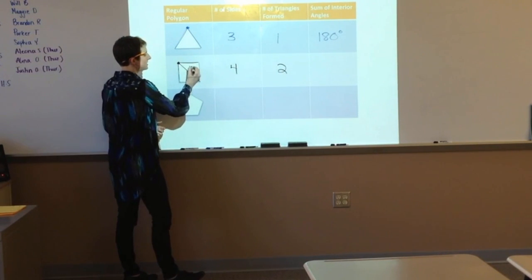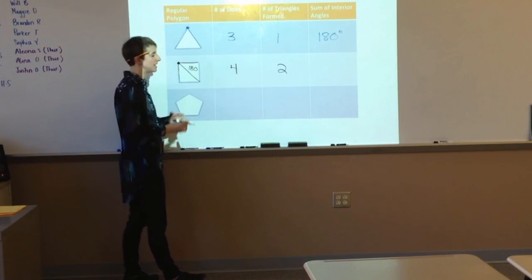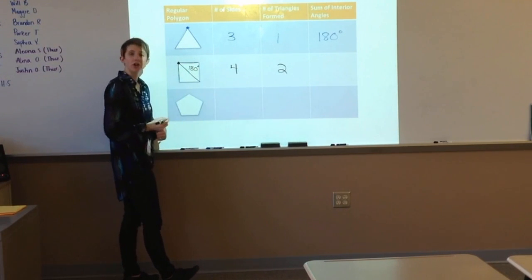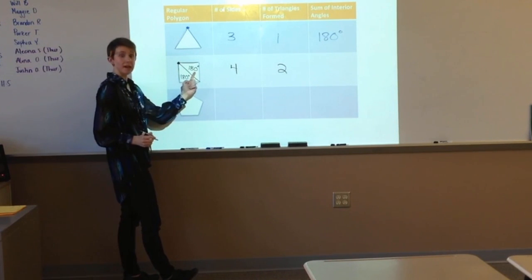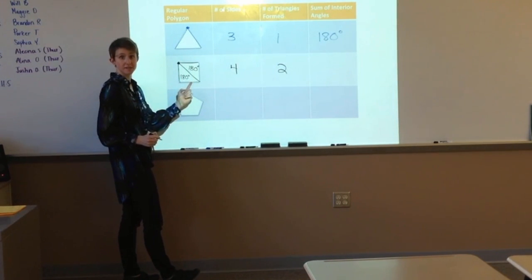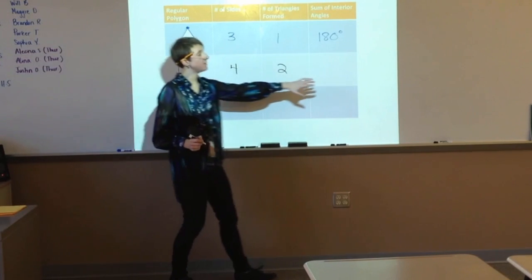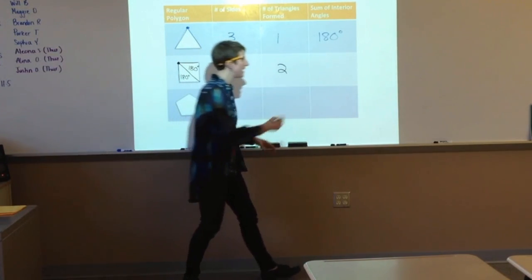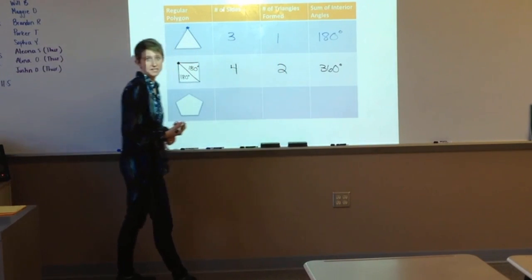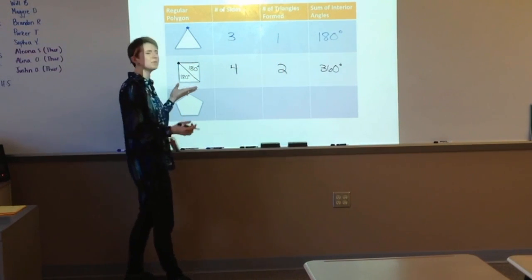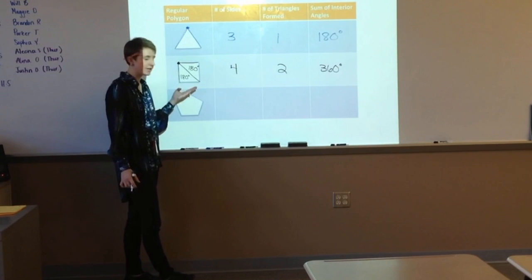Well, we know that the interior angles, the angles on the inside of a triangle, add up to 180 degrees. So I can go 180 degrees times 2, or 180 degrees plus 180 degrees, to find the sum of the interior angles of a quadrilateral. Which, when you add those together, you get 360 degrees. This is a really common one to know, the sum of the interior angles.